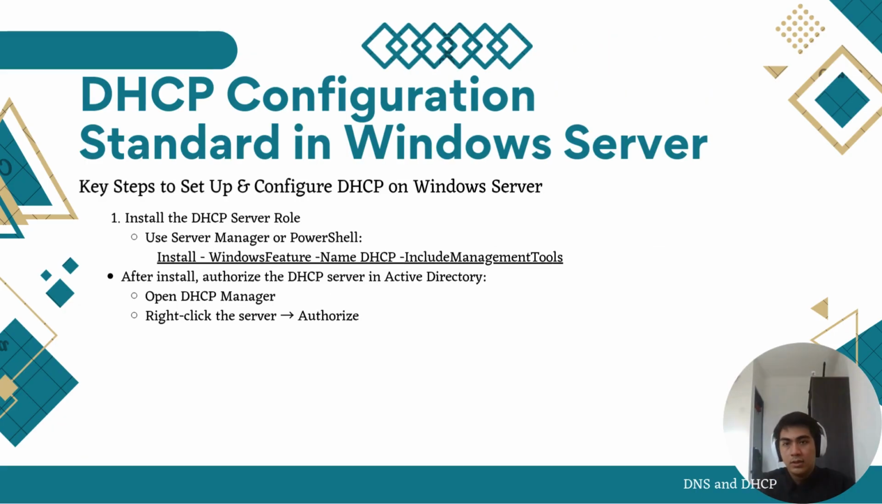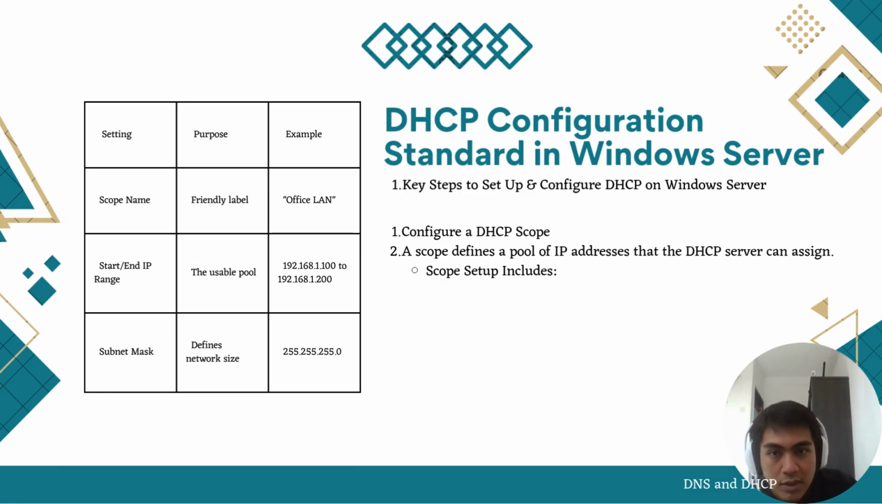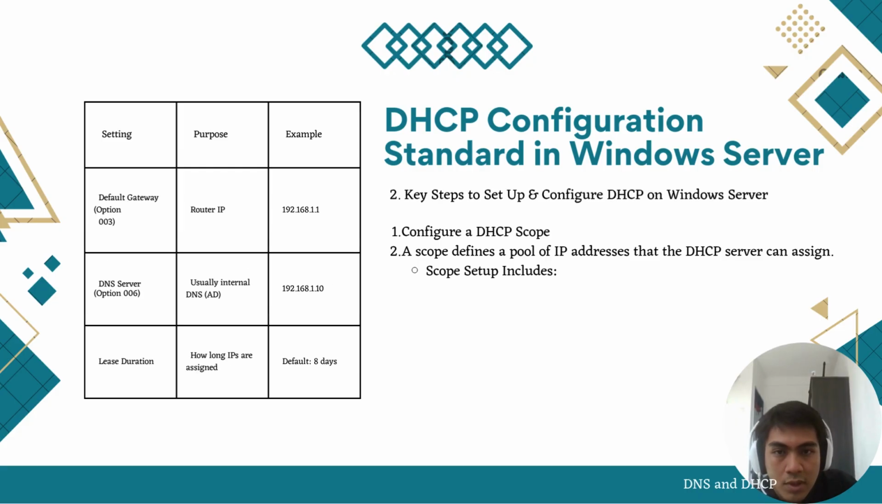Okay, next, DHCP configuration standard in Windows Server. Key steps to set up and configure DHCP on Windows Server. First one is install the DHCP server role. After install, authorize the DHCP server in Active Directory. Next, key steps to set up and configure DHCP. First, configure the DHCP scope. A scope defines a pool of IP addresses that the DHCP server can assign.